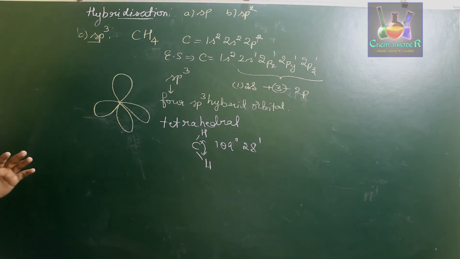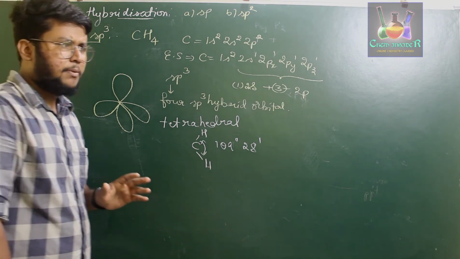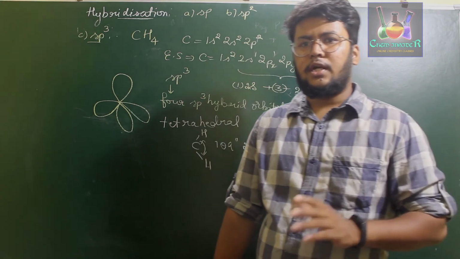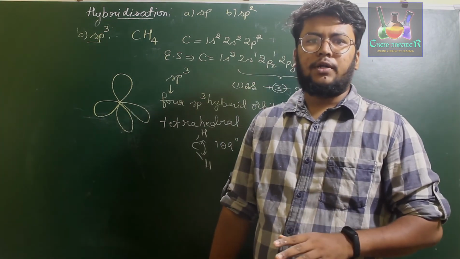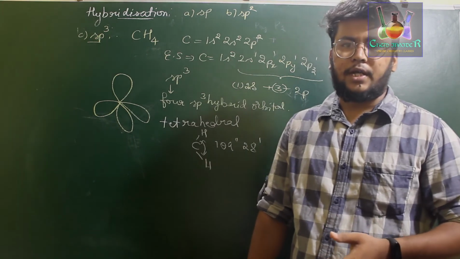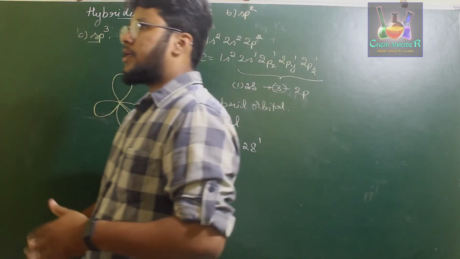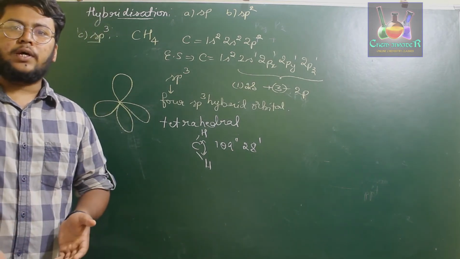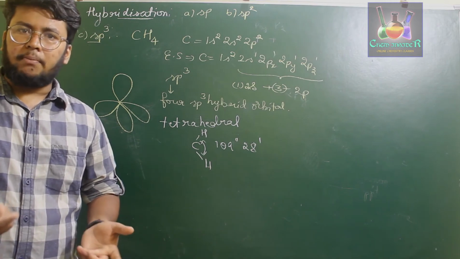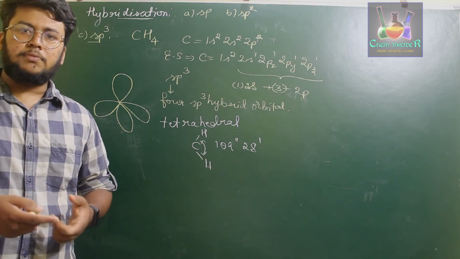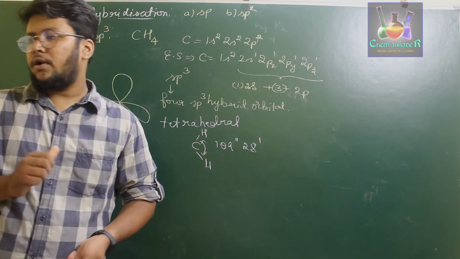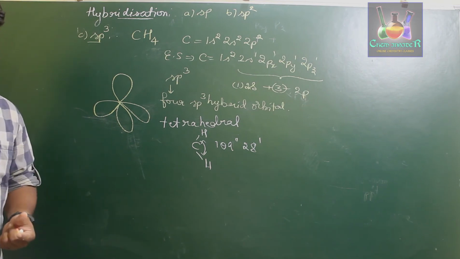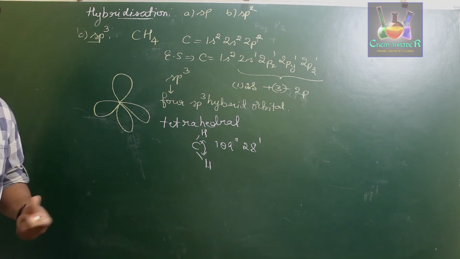Now, as I said in the conditions for sp3 hybridization, there is no necessary condition that only a half-filled orbital should form a hybridization. There might be some cases where completely filled orbitals may also undergo hybridization. Therefore, let us consider two examples where completely filled orbitals undergo hybridization.